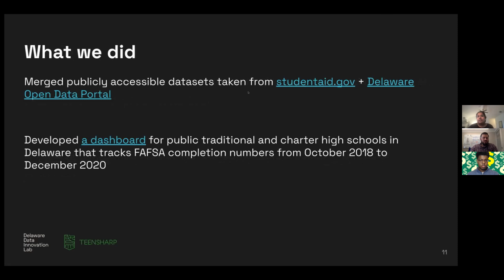So what we did, we merged publicly accessible data sets taken from studentaid.gov and the Delaware Open Data Portal. We combined monthly reports of FAFSA completion numbers for different Delaware schools with the metadata available on the Open Data Portal, including number of guidance counselors per school, percent of BIPOC students per school, percent of low-income students per school, 6-year graduation rate, and more. And then we put all this together into a dashboard for public, traditional, and charter high schools that tracks application numbers from October of 2018 to December of 2020.